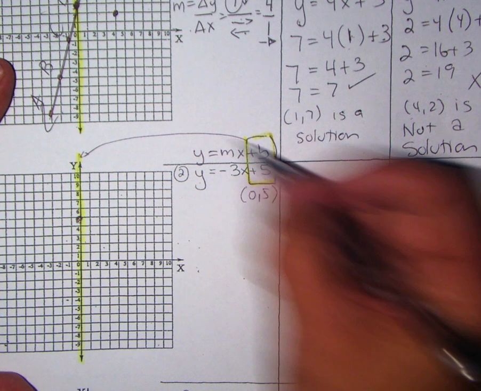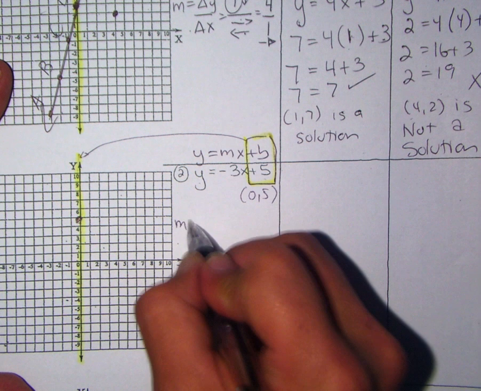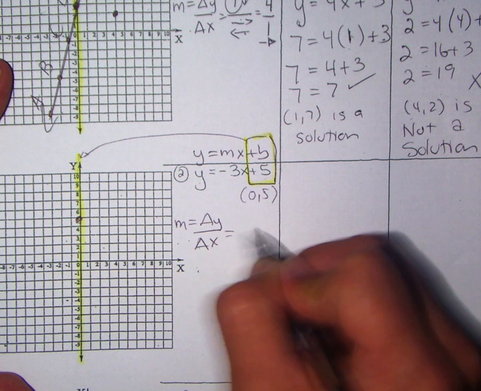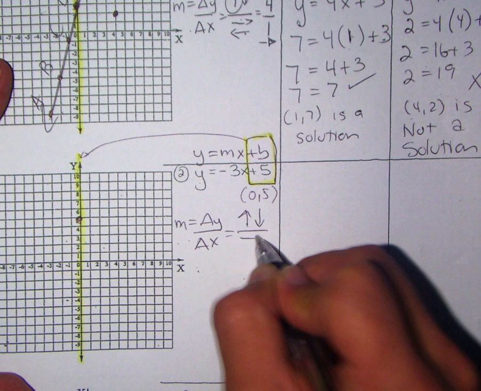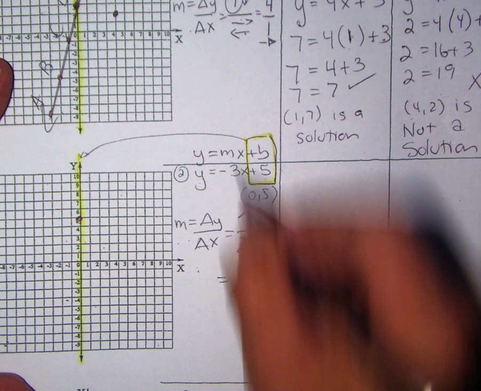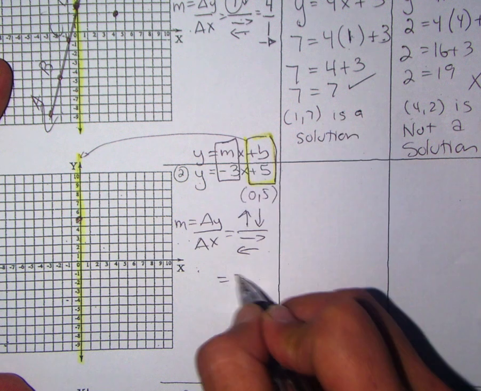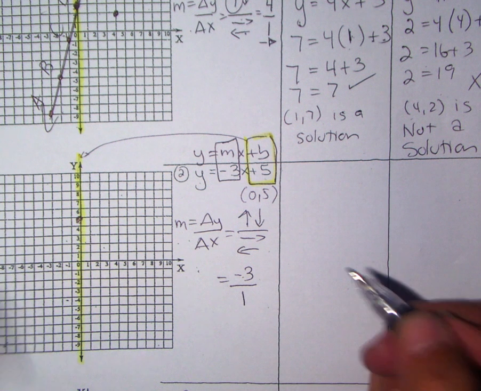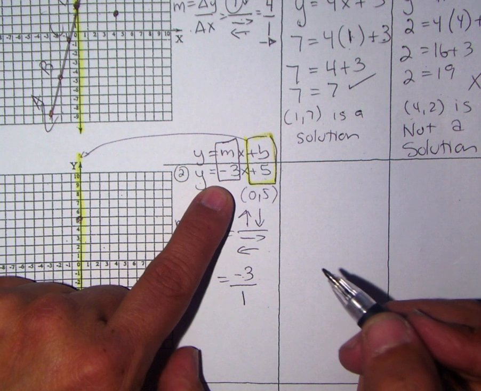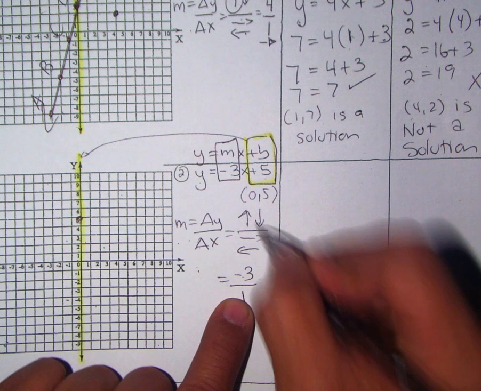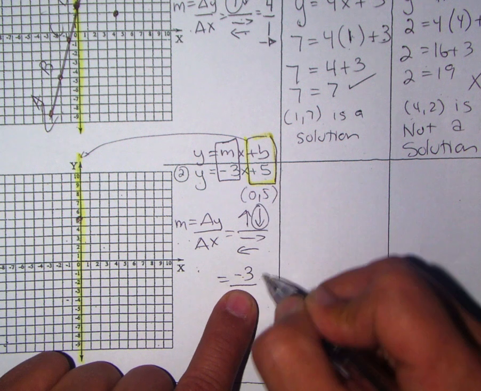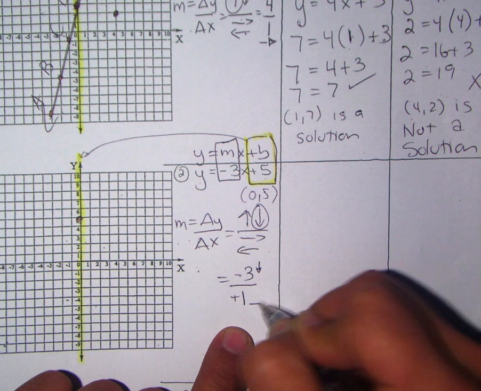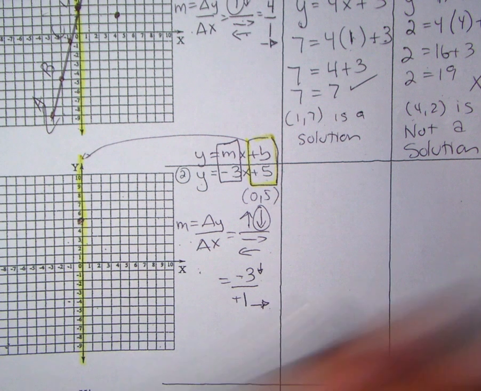Again, make sure you write this down. m is the delta y over delta x: up, down, right, left. All right, here we go. So what's your m? Negative 3 over what? Yeah, over 1, because negative 3 over 1 is negative 3. So am I going to go up or down? I'm going to go down, because it's negative. And then how about positive 1? Yep, to the right. So now go ahead and move it.